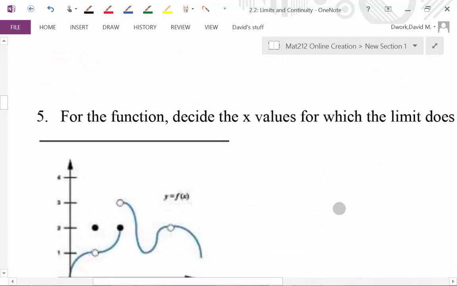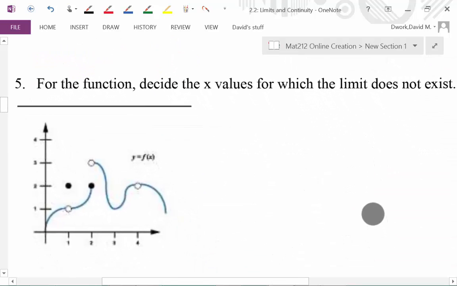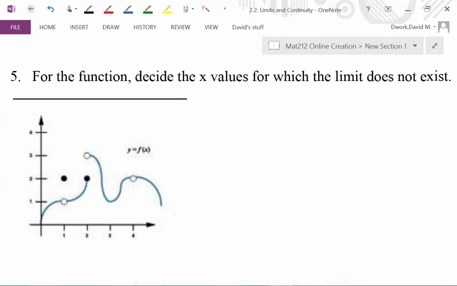All right, now this problem, let's start off by focusing on, for this function shown, decide the x value or values for which the limit does not exist. So we have to remember what makes it so a limit does not exist. We just got done with that. Well, it's where it approaches from the left and approaches from the right to the same x value, but the y values go to different places. So if you think you've got it, pause the video, give it a try.